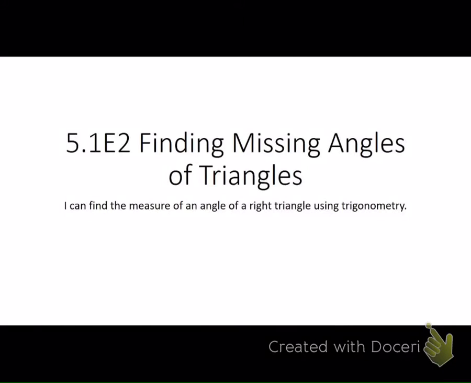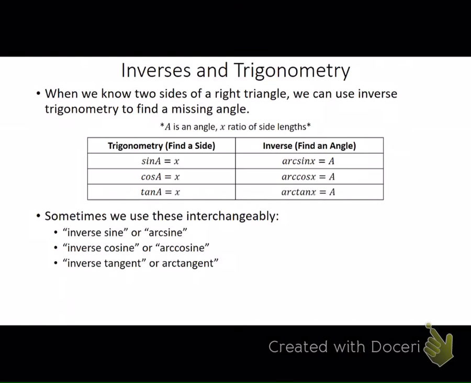So that's what we're going to be looking at now. Inverses in trigonometry. To find angles, you need to use the inverse. When we know two sides of a right triangle, we can use the inverse trigonometry to find a missing angle. A is an angle, X is the ratio of the sides.